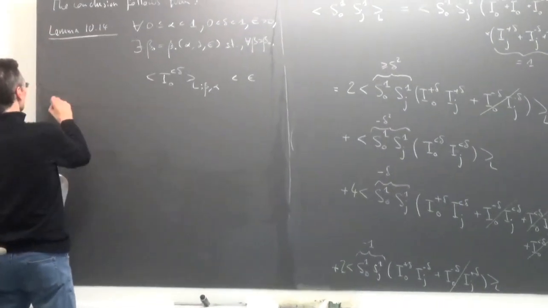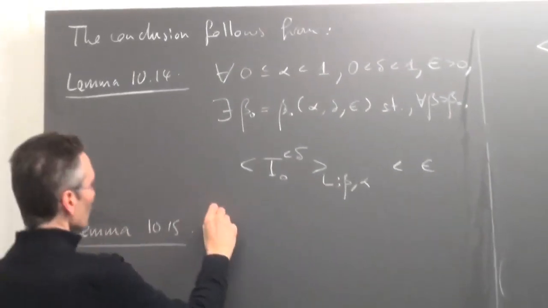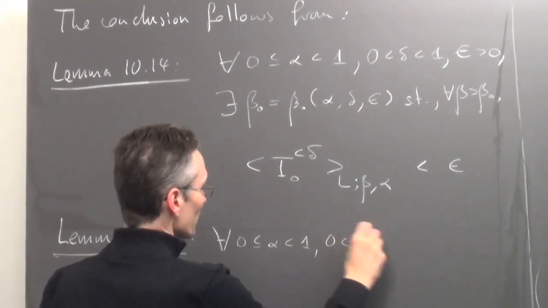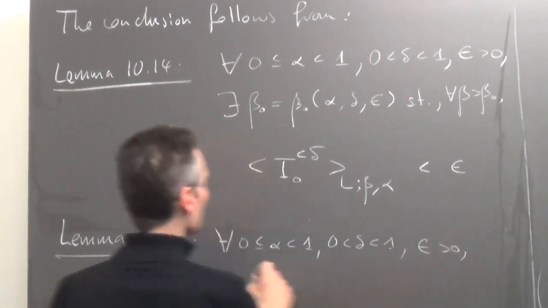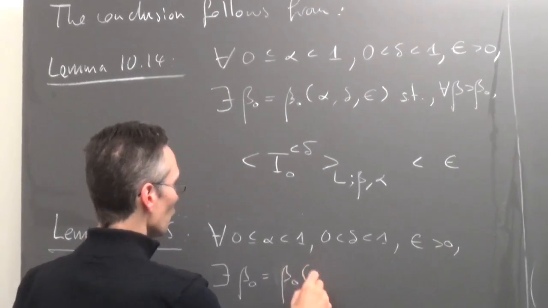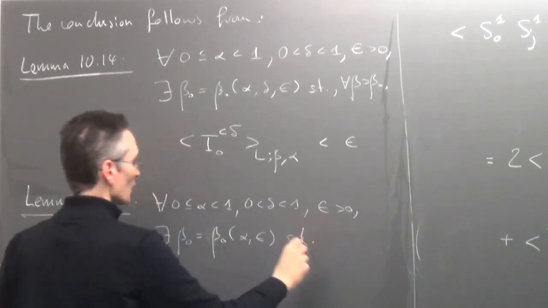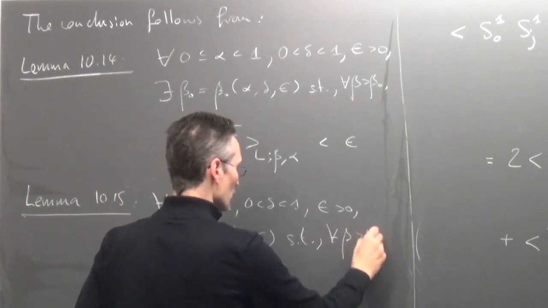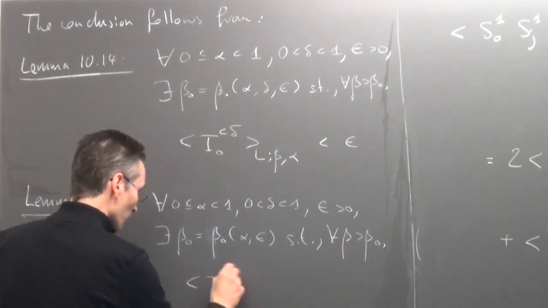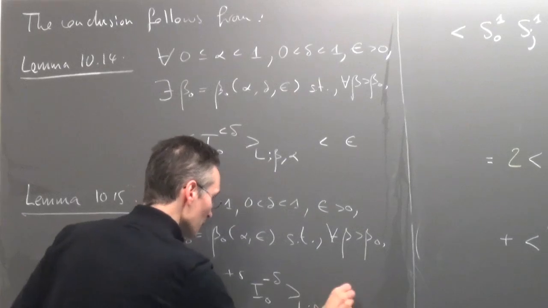That's the first statement. And then the second lemma is 1015. For any 0 < alpha < 1, 0 < delta < 1, epsilon positive, there exists beta 0. Turns out that it depends only on alpha and epsilon, such that for beta larger than beta 0, we have that the product I0 plus delta, I0 minus delta, this is smaller than epsilon.